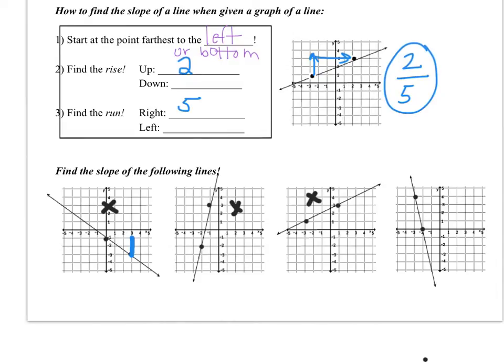So it looks like we're rising 2. And then we're going to run 1, 2, 3. But since we moved to the left, that would be the negative direction. So I'm going to put -3. So my slope is -2/3.